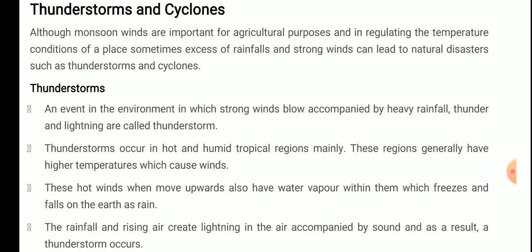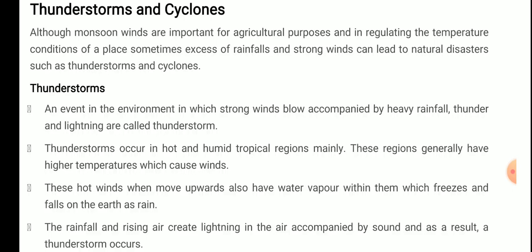Now, thunderstorms. An event in the environment in which strong winds blow accompanied by heavy rainfall, thunder and lightning is called a thunderstorm. Again, what is it? An event in the environment in which strong winds blow, and not only strong winds blow, but it is accompanied by heavy rainfall, thunder and lightning, is called a thunderstorm.